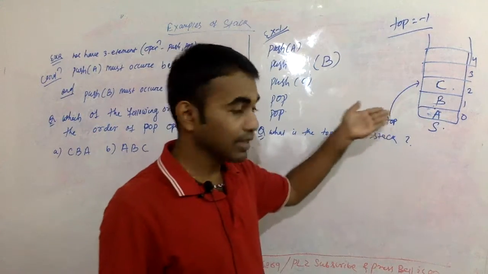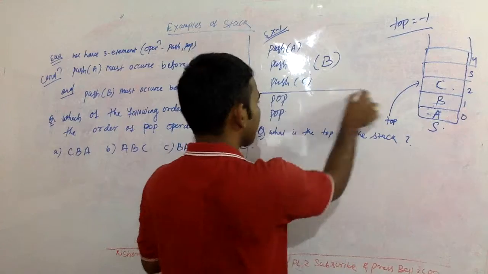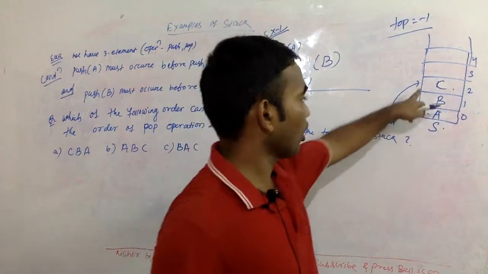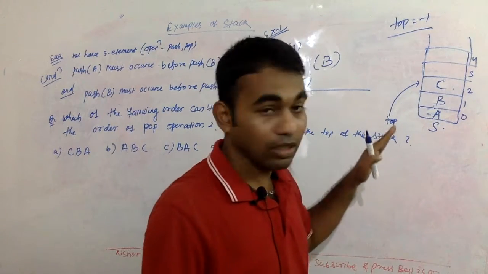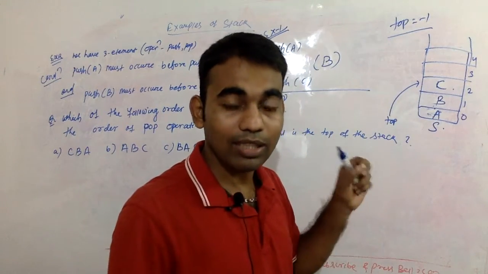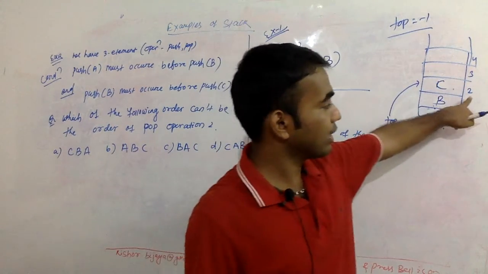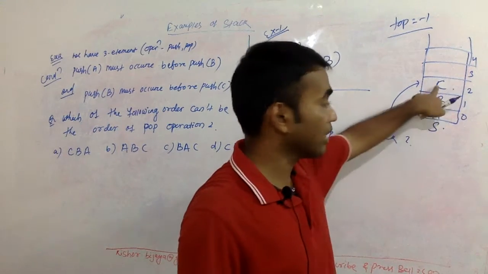So now if I ask at this particular point, I am done with this point. What is the value of top? Top is not C. Remember that one. Top is an index, and a lot of people make this mistake. It is an index, which means it is 2. It is not C. The stack element is C.